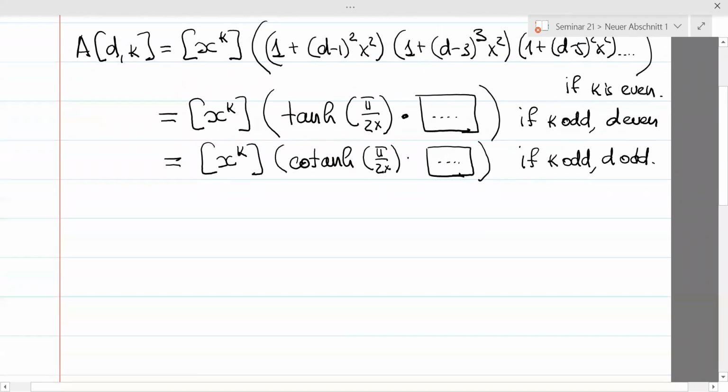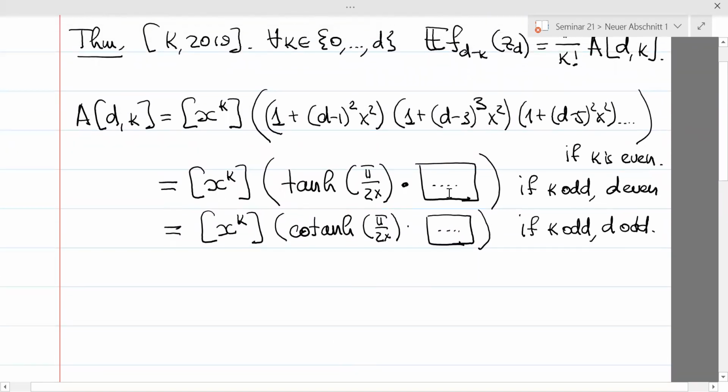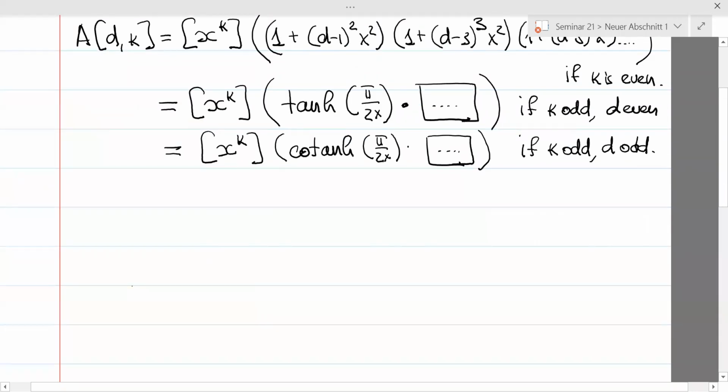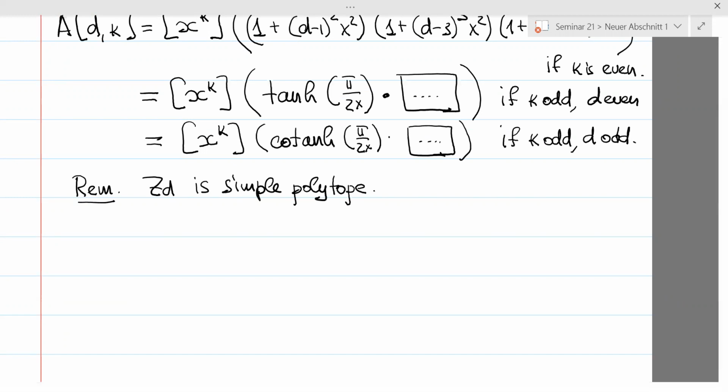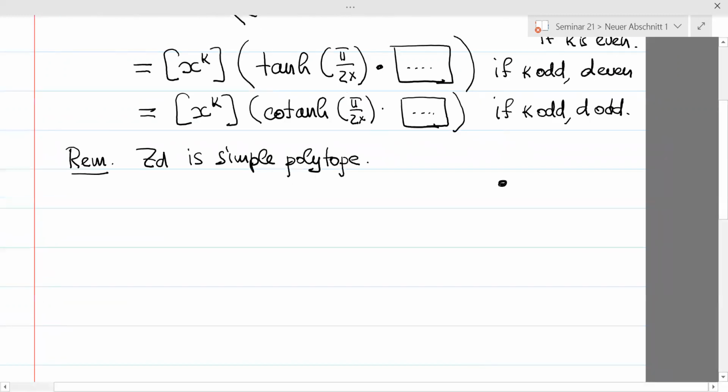Now, some remarks on this. The main part is to prove this formula without the cotangent functions for the following reason. The reason is that Z_d is a simple polytope because it is an intersection of half spaces in general position, and a simple polytope is a polytope in which any vertex is adjacent to exactly d edges. So we are in dimension d, it's a d-dimensional polytope such that each vertex is adjacent to exactly d edges.